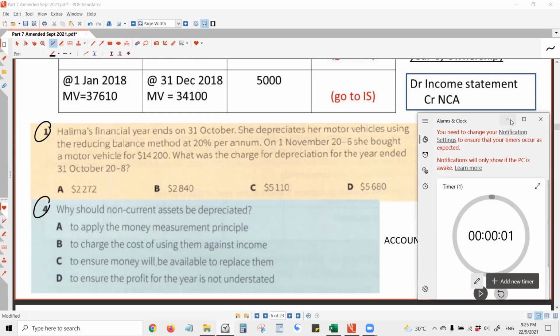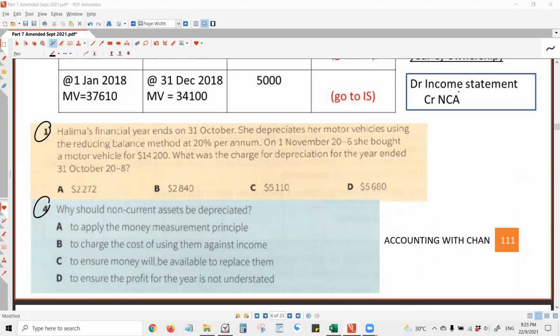Let's see the first question. What was the charge for depreciation for the year ended 31st October 20-8? Don't ask me why 20-8, that's the year written here. It says year ended, so this is the year end. Beginning of the year is November 1st, 20-7. Halima's financial year ends on this day.